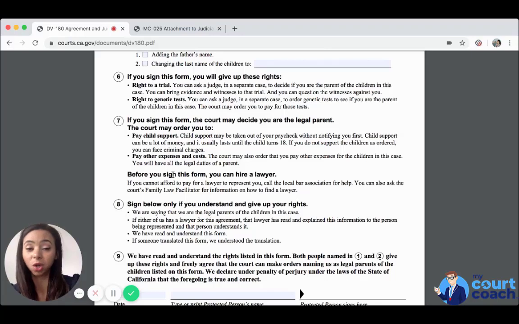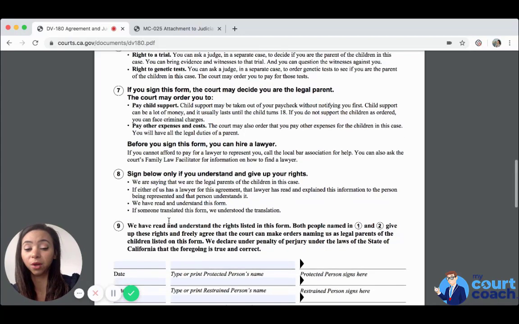So if you wanted to consult with legal counsel about this prior to signing this form, please do so. It says if you can't even afford to pay for a lawyer to represent you, call the local bar association for help, or you can ask the court's family law facilitator's office for information on how to find a lawyer. It's always best when you are agreeing to something so final like this that you do hire an attorney, or at least speak with an attorney as to what your legal rights are and to explain what it is to be a legal parent. Now, sign below if you understand and give up your rights.